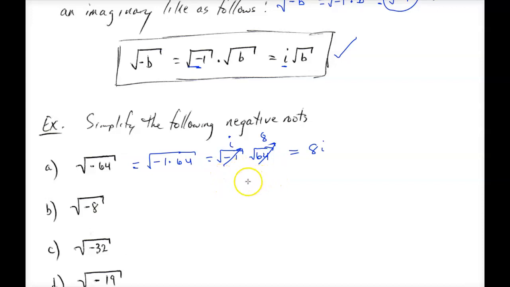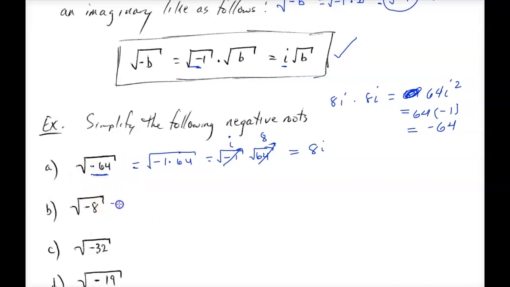And of course, that makes sense because if we took 8i times itself, we would get 64 i squared. And if you remember, we know that i squared is just equal to negative 1. And so we see that 8i is the imaginary number that we would have to multiply times itself twice to get negative 64.